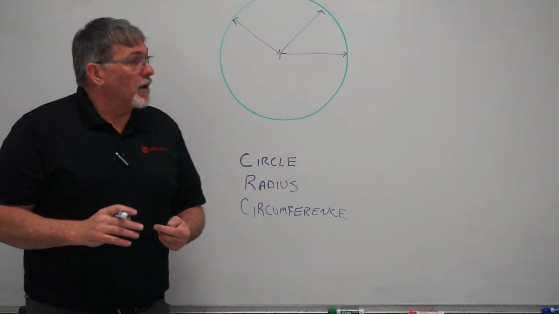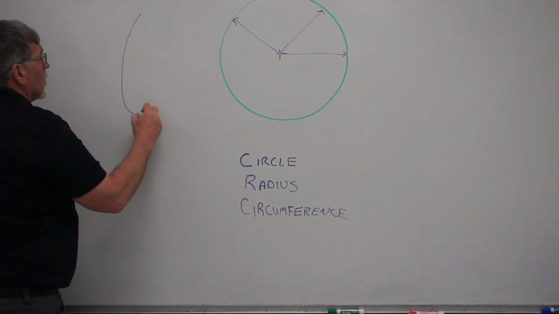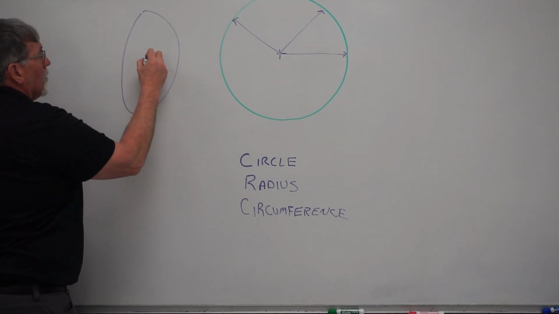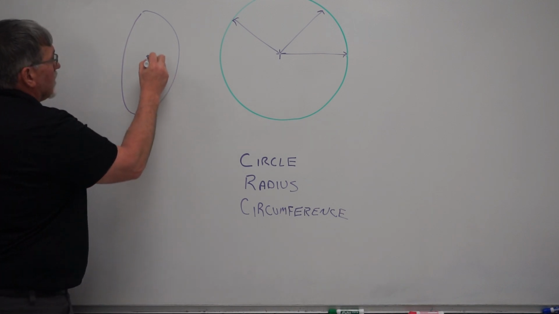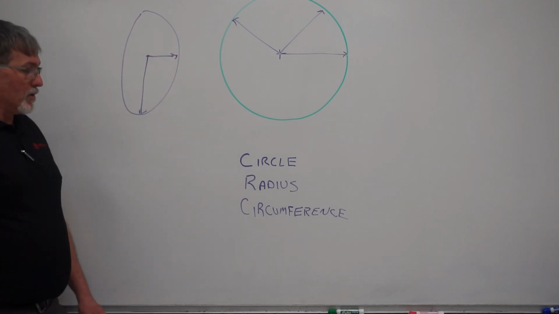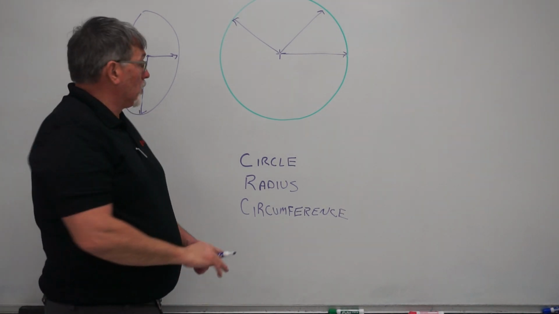But let's think about another object. How about an egg shape? So if this were an egg shape, just to exaggerate it, you can tell that this distance is a lot greater than that distance. So that distance, by definition, is not a circle.